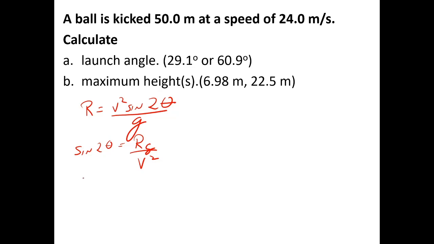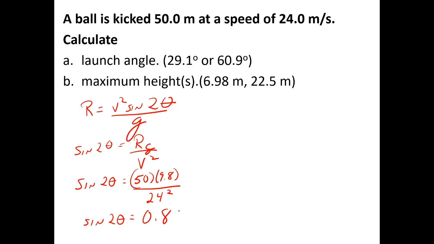Now at this point we can substitute. So the range was 50 meters. Gravity, of course, is 9.8. And v was 24, but we don't forget to square it. And then we get the sine of 2 theta. Now let's see what that works out to. 50 times 9.8 divided by 24, in parentheses, squared, is 0.851.